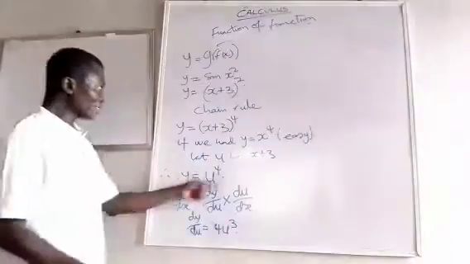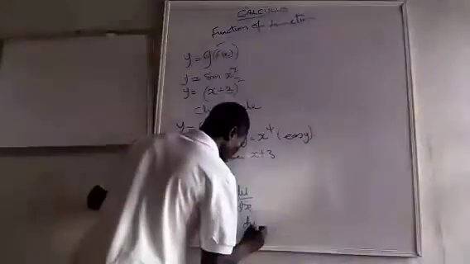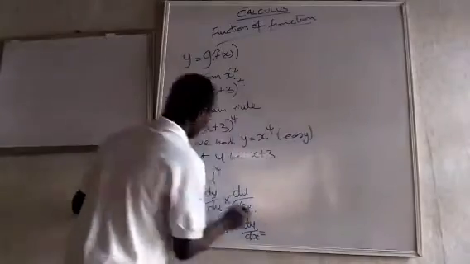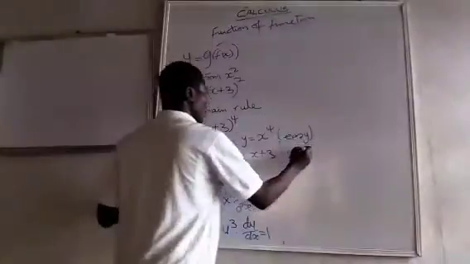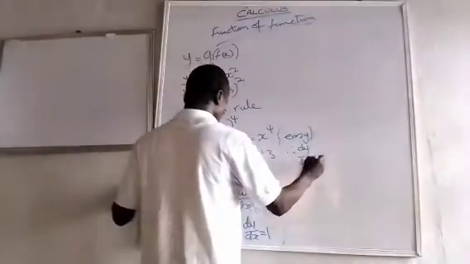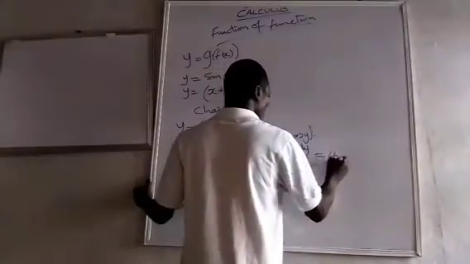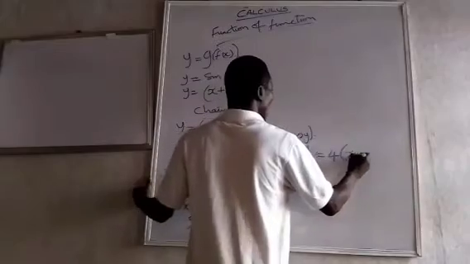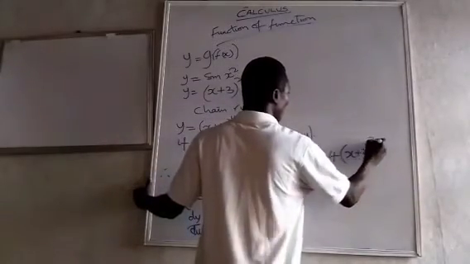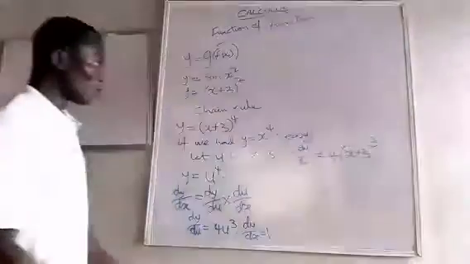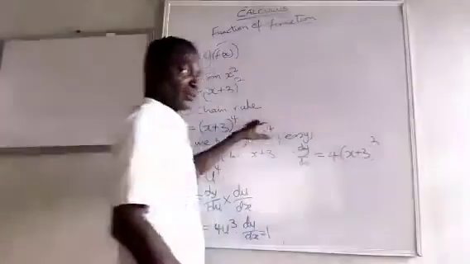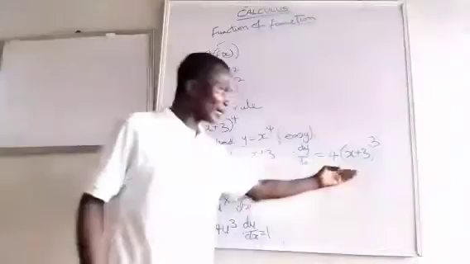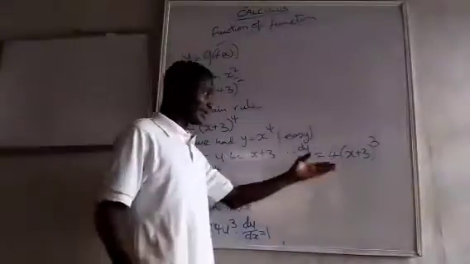Okay. What is du/dx? 1. Therefore, dy/dx is equal to 4 into (x plus 3) raised to power 3. To confirm this result, we can expand this, differentiate this, and compare with the expansion of this. You will see that it is the same thing.